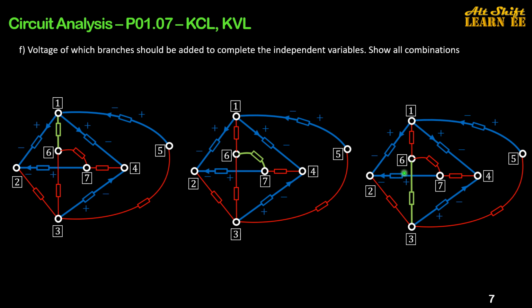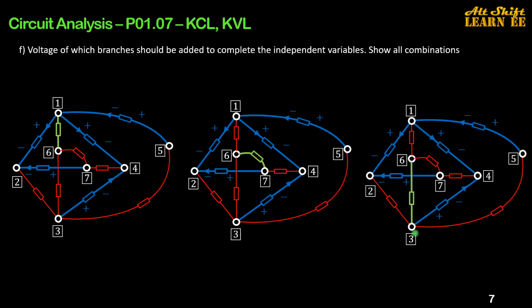Again, part F is the continuation of the previous part, asking you to determine which branch voltage is considered as the 6th independent voltage. Out of 5 branches that are left, these 3, which I've shown with green, can give you an extra independent voltage. This one between 1 and 6, the branch between 6 and 7, and the branch between 6 and 3. The other 2 will not give you an independent one.